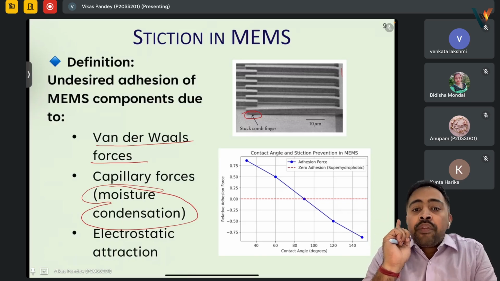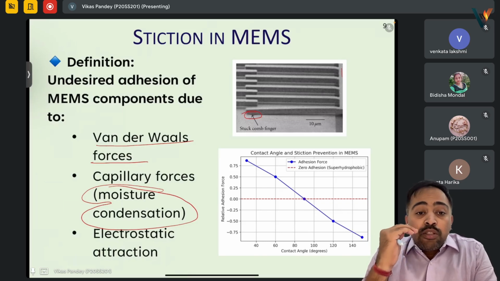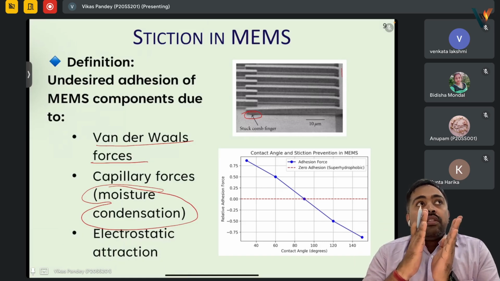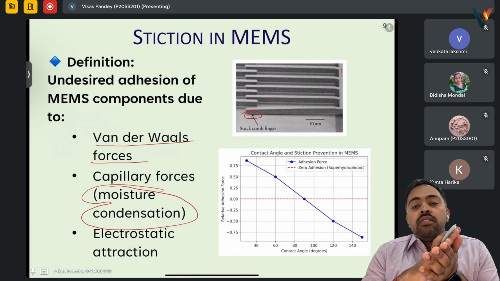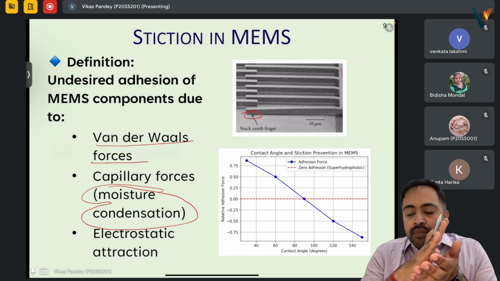One thing. Second is, you also said that we will make it smooth. Smoothness will reduce the chance of friction, and as such, we will have fewer chances of stiction.